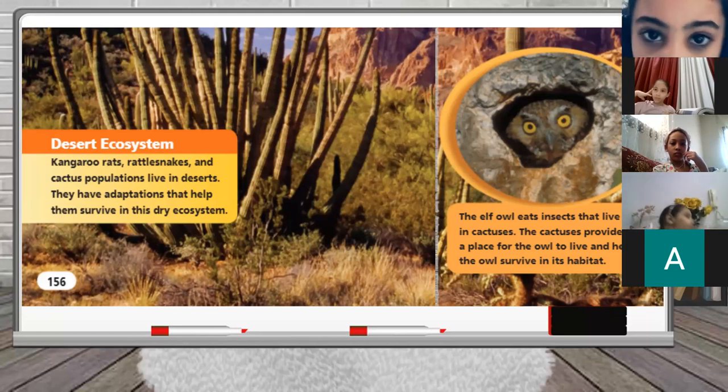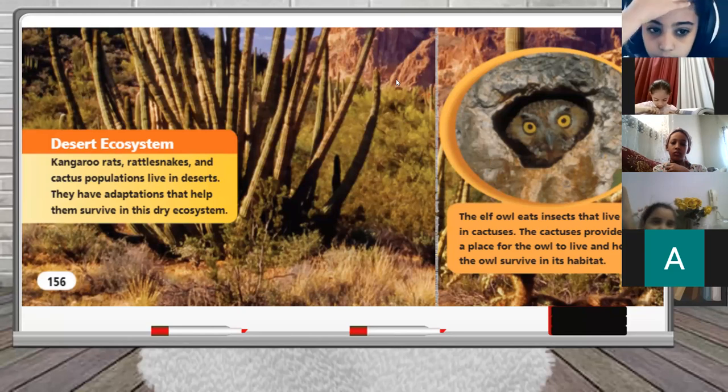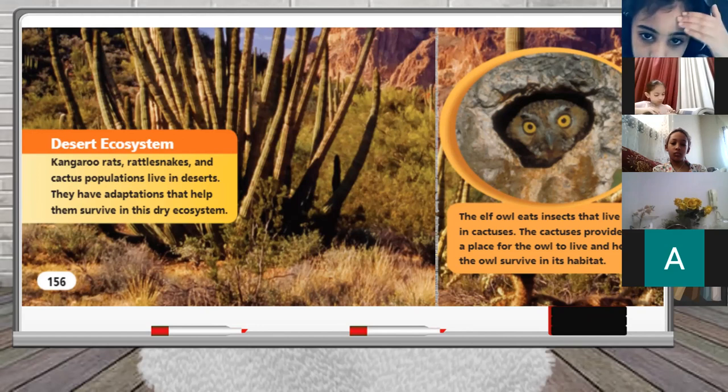Remember when I said when living things and non-living things are in one place, they interact and they need each other to survive. We call it an ecosystem. Now, what makes the desert ecosystem? Take a look at this elf owl. This elf owl needs these cactus to survive.